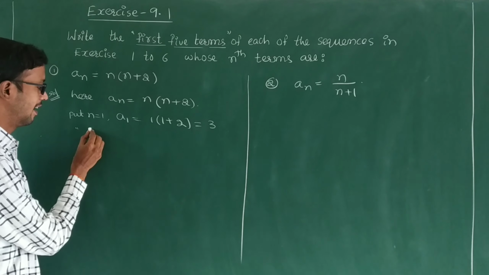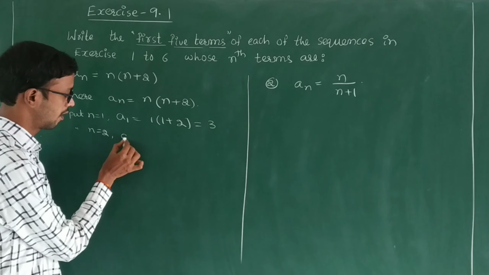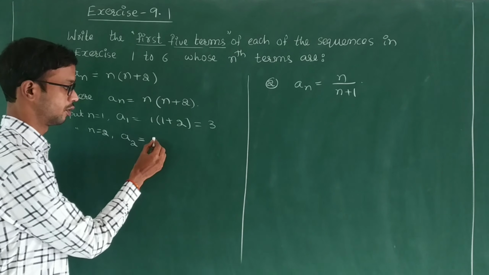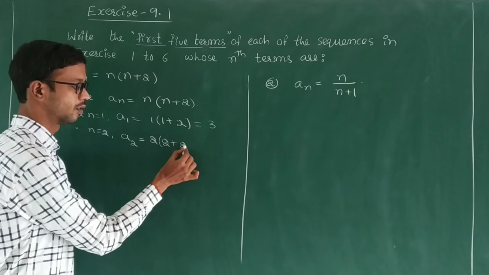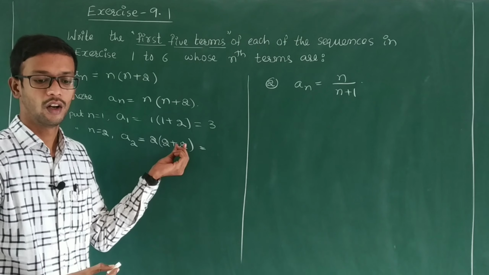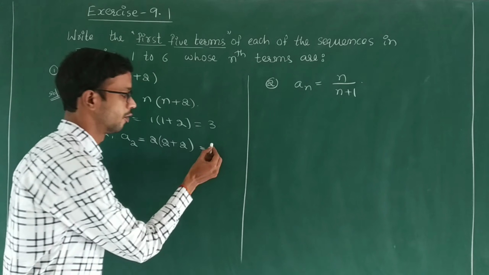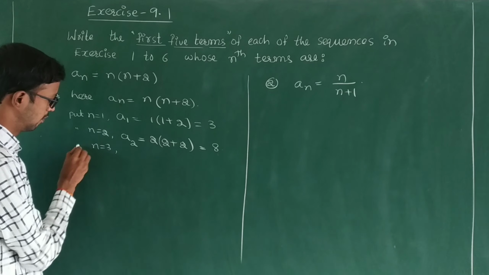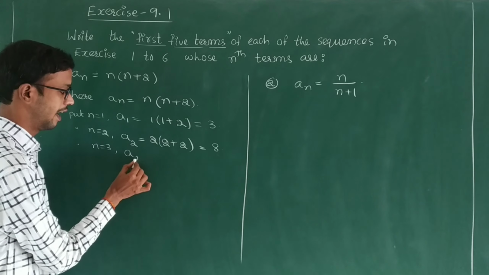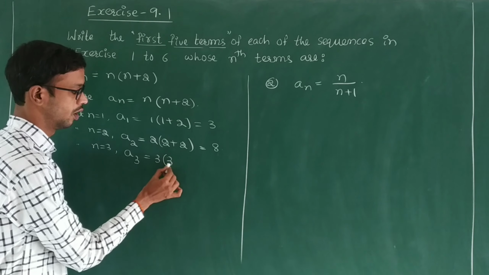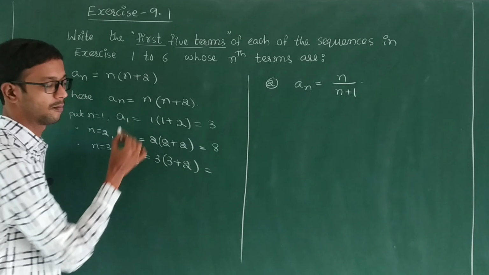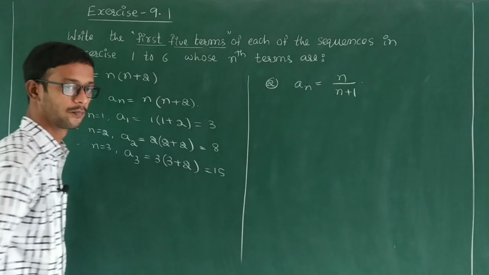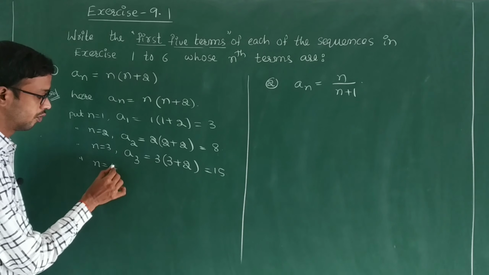Next step. Put n equal to 2. A2 is equal to n into n plus 2, what we have to substitute now? 2 we have to substitute. 2 into 2 plus 2. 2 plus 2 is 4. 4 into 2 is 8. Next step. Put n equal to 3. A3 is equal to 3 into 3 plus 2. Just in n plus 2 substitute 3. 3 plus 2 is 5. 5 threes are 15.